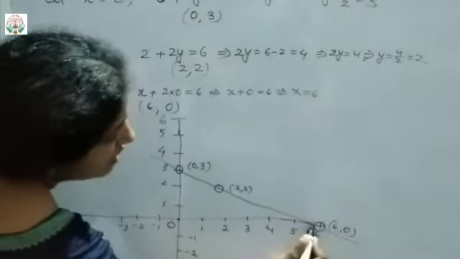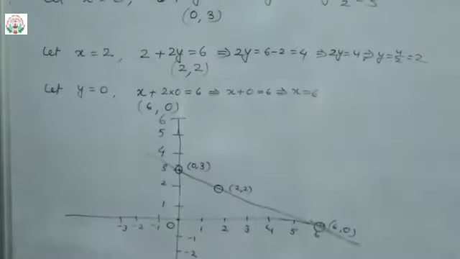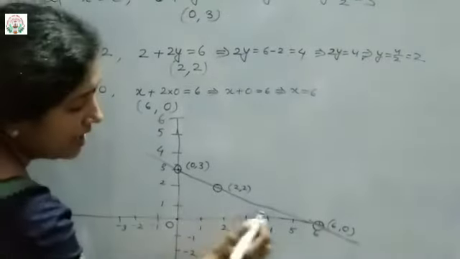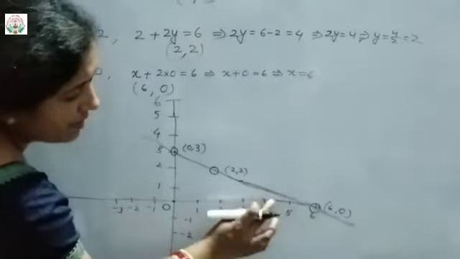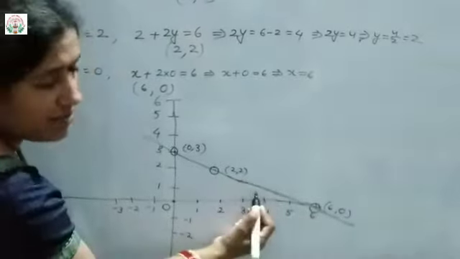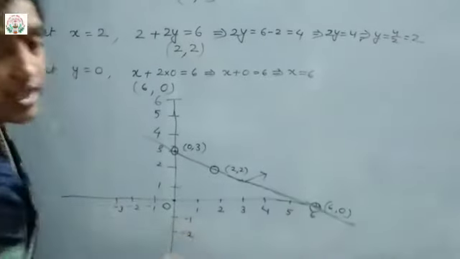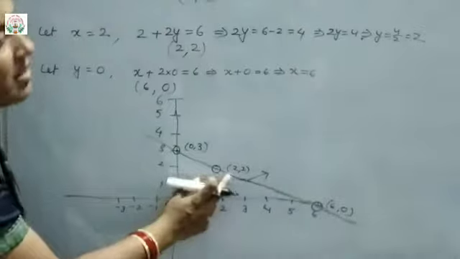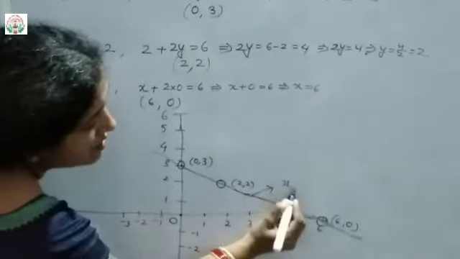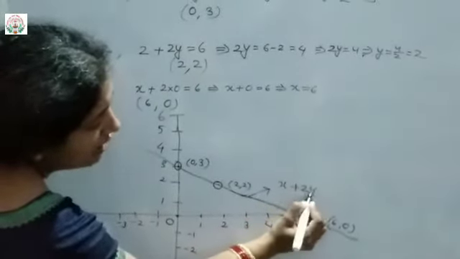You will see that you will get a straight line like this. So this is our linear graph. You will have a straight line. So this is our linear graph, and what is the equation of this line? That is x plus 2y equals to 6.